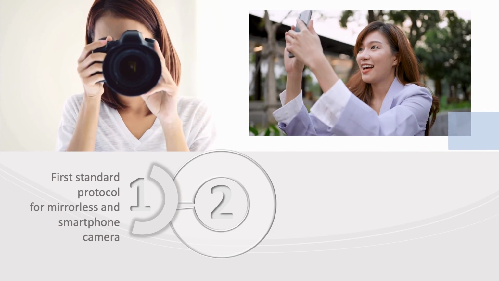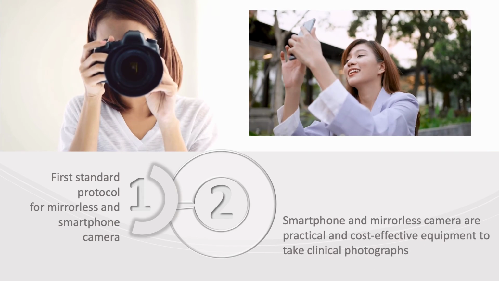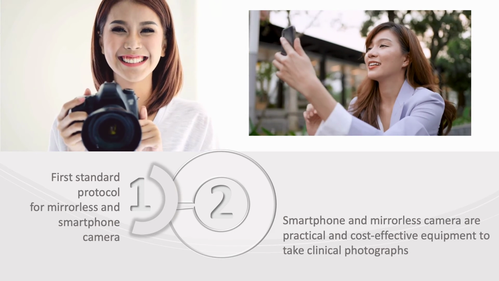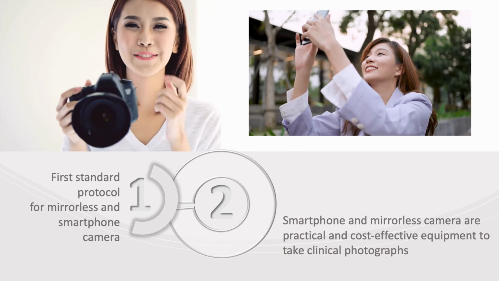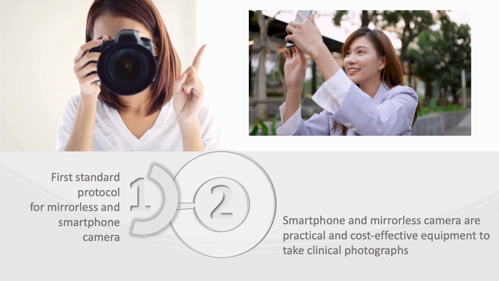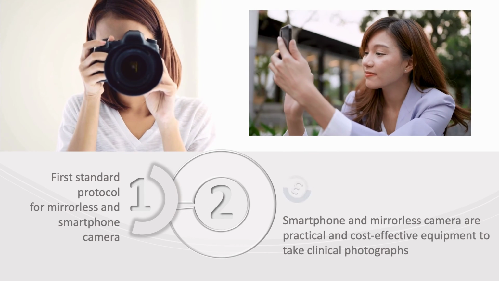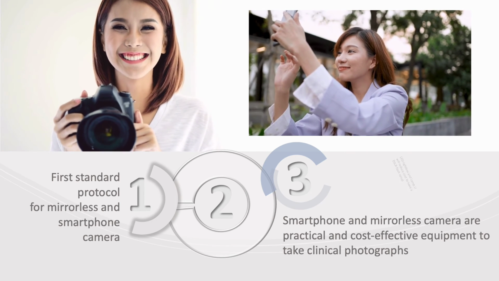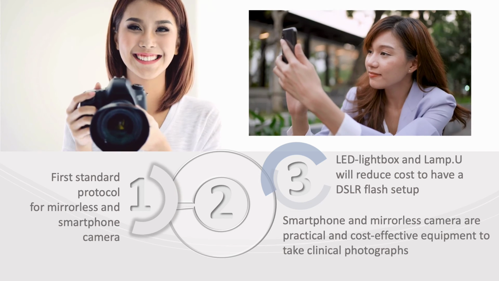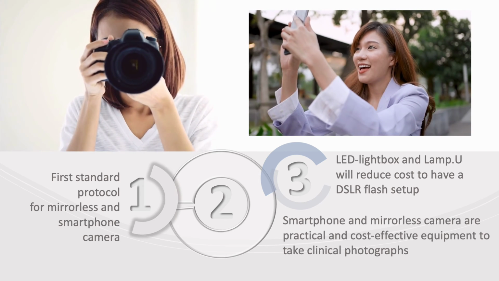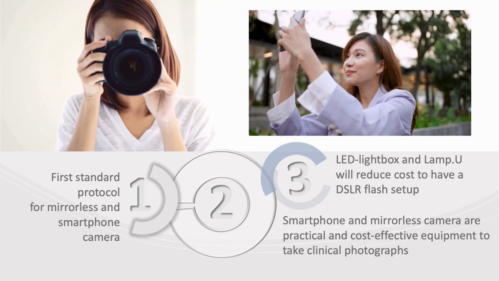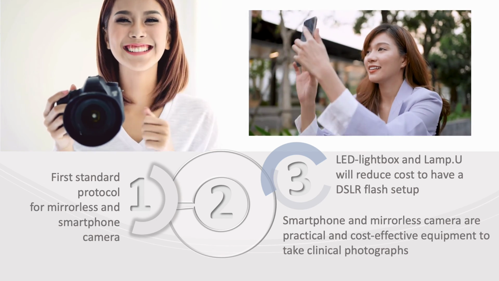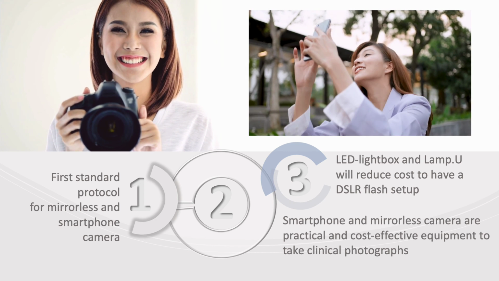The majority of the population owns a smartphone, as smartphones are considered an essential item nowadays. It is also not uncommon for people to own mirrorless cameras too. Because these alternative cameras are readily available, smartphones and mirrorless cameras are practical and cost-effective in taking clinical photographs. The LED light box and LampU add value by enhancing the image quality that is produced. This setup reduces the cost of having to own a DSLR camera to capture excellent orthodontic clinical photographs.